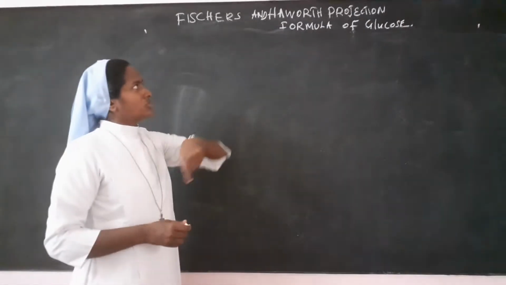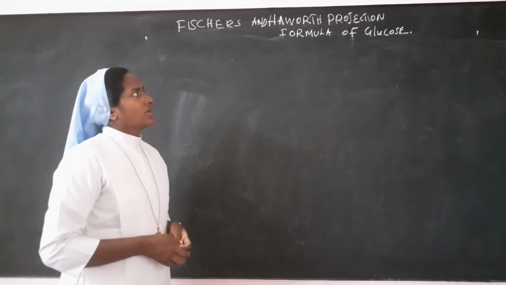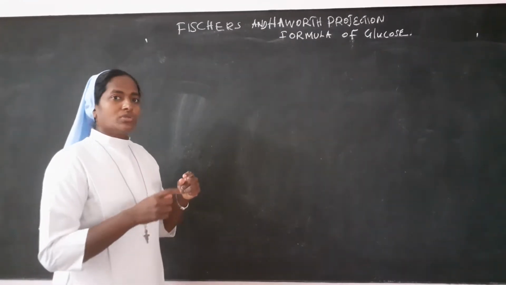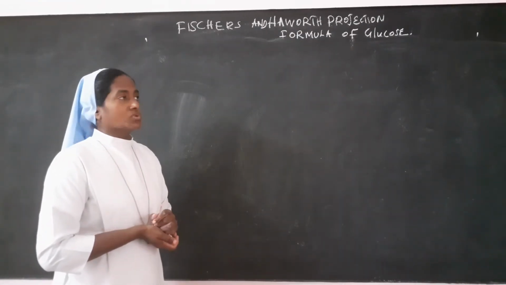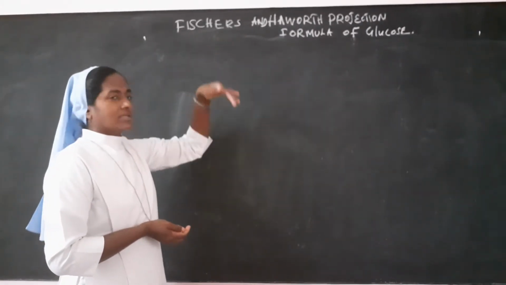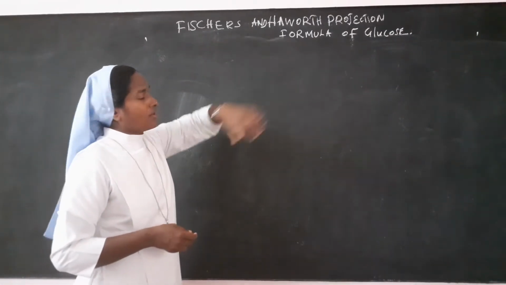Hi students, today we are going to see the Fischer and Haworth projection formulas of glucose. This is also in the lesson on carbohydrates. Last class we saw how to draw the structure of glucose and studied the classification of glucose. Here we write the open chain structure of glucose, which is Fischer's projection formula, and that can also be written in ring structures, which is described by Haworth.